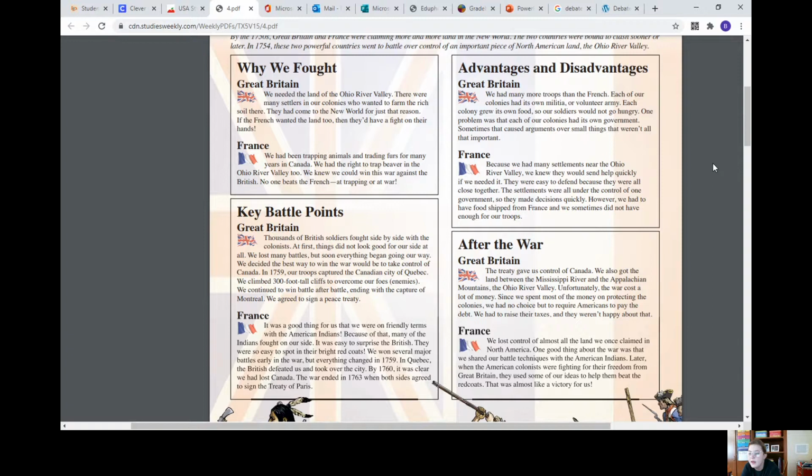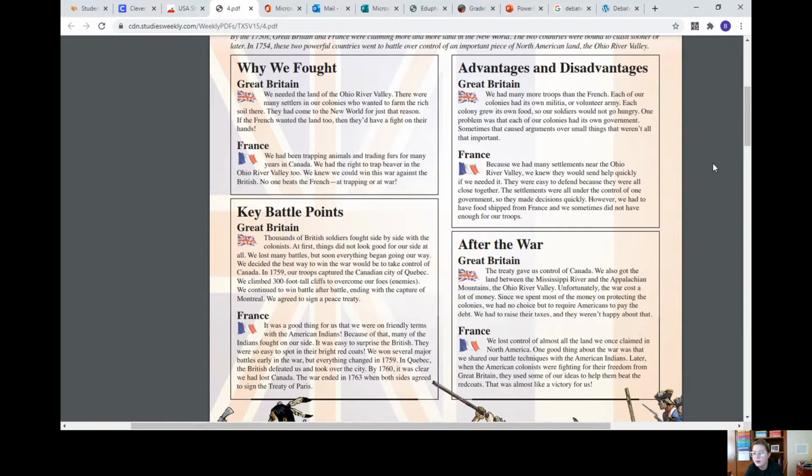We needed it. They were easy to defend because they were all close together. The settlements were all under the control of one government, so they made decisions quickly. However, we had to have food shipped from France, and we sometimes did not have enough for our troops. So Great Britain had plenty of food, but their governments could not agree. Now, France knew that they would be able to have backup, but they didn't have plenty of food.